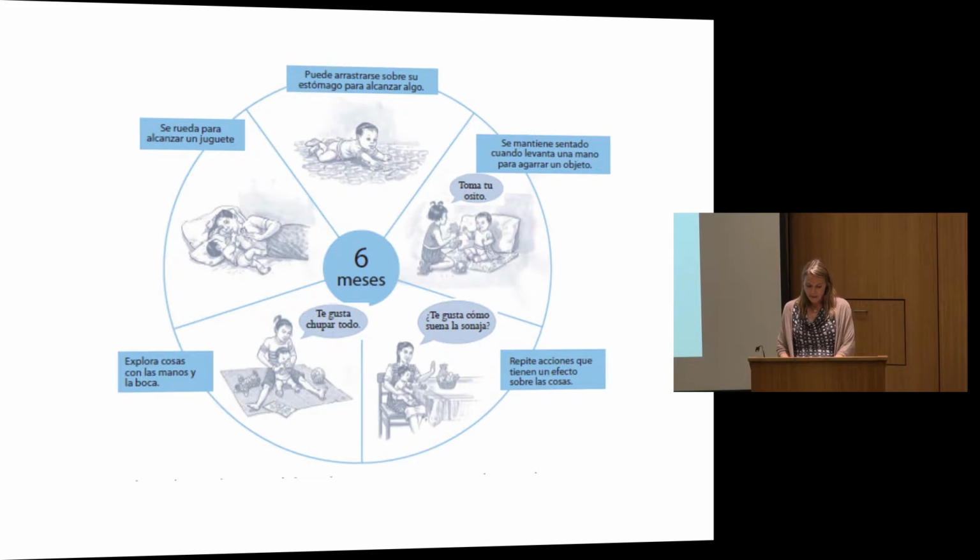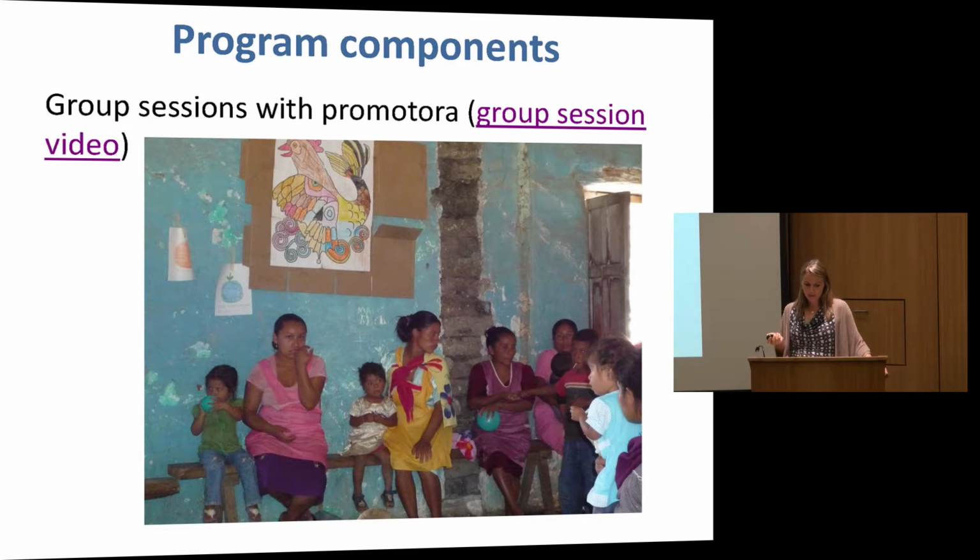They also organize it by month, by age group, so that, for example, you would see for a 6-month-old, what are some of the capabilities of a 6-month-old, what are things a 6-month-old could do, what are ways to cognitively stimulate the 6-month-old. I'm going to show you a video that I took of one of the group sessions so you can get a sense.